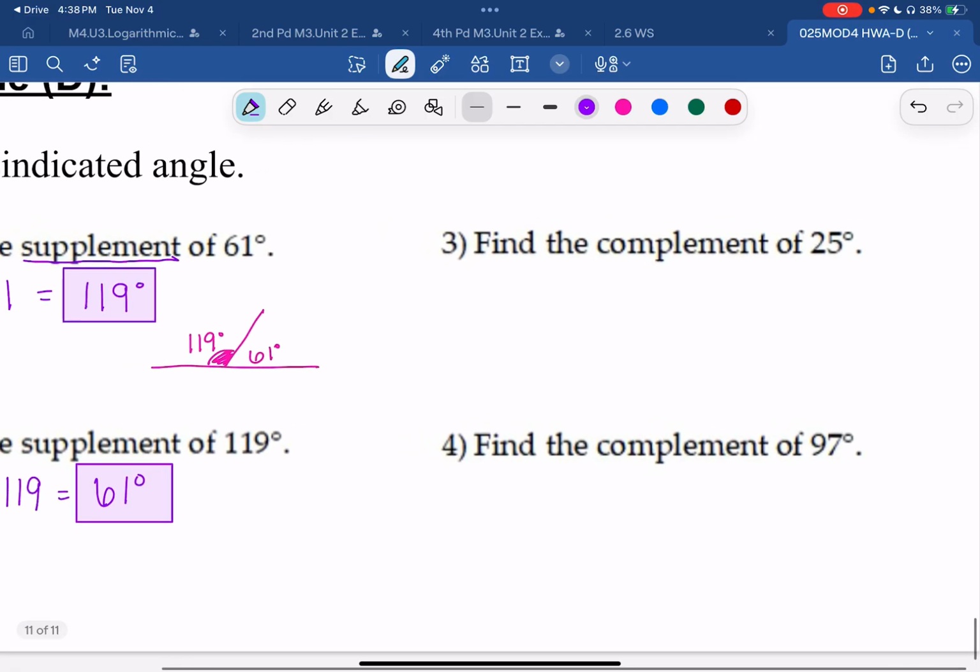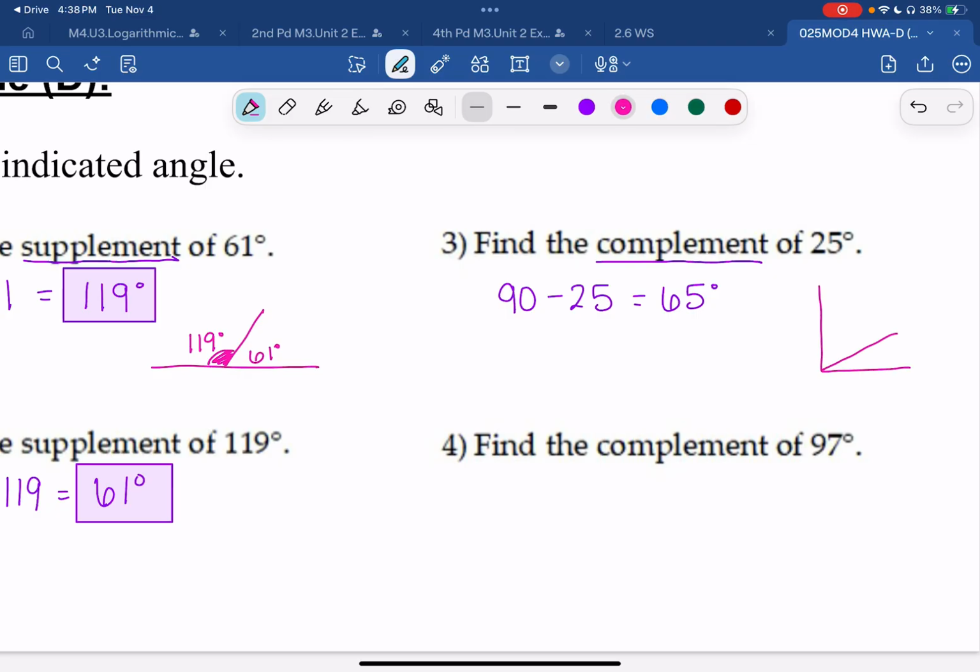Okay, complement, remember complement means it's going to be 90 degrees together. So that means that I would take 90 minus 25, and that's going to give me 65 degrees. So if I wanted to visually see this, if I had a 25-degree angle, I want to know what do I need to put here to get 90. That means 65 degrees would give me that 90-degree angle.